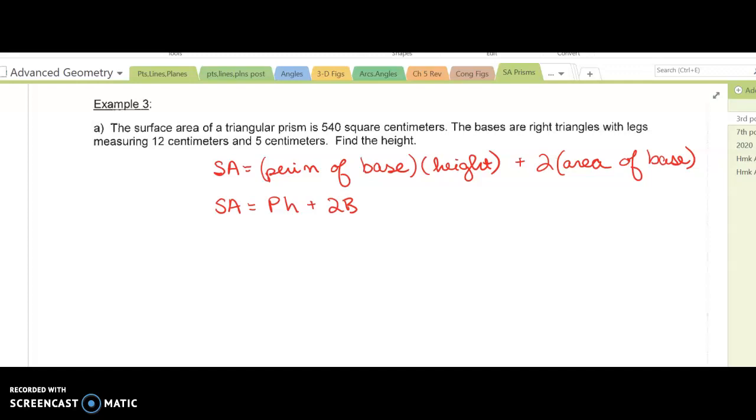Okay, so this is example 3 on the surface area of prisms note packet. It's a word problem. It says the surface area of a triangular prism is 540 square meters. So this is our surface area. The bases are right triangles, that's helpful, with legs measuring 12 and 15. Find the height.